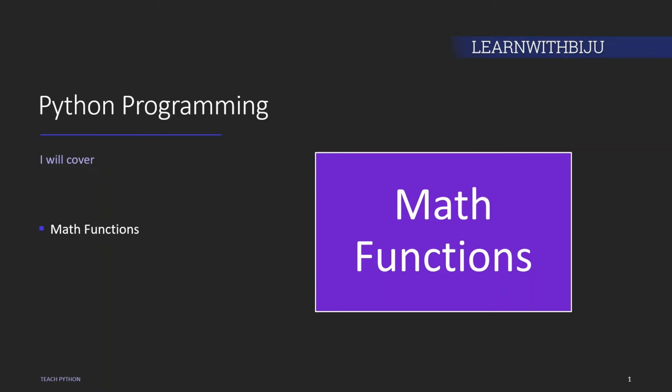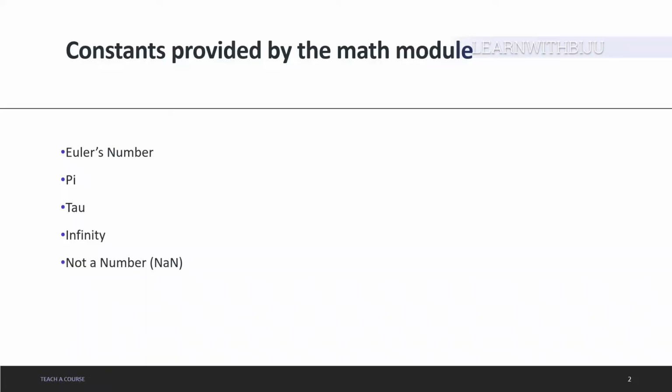What is the benefit of a constant? Having a constant saves the time of writing the value of each constant every time we want to use it, and that too with great precision. Constants provided in the math module are Euler's number, pi, tau, infinity, and not a number, that is nan. So let's see the constants in detail. As I mentioned, we will have some examples to understand the constants thoroughly.